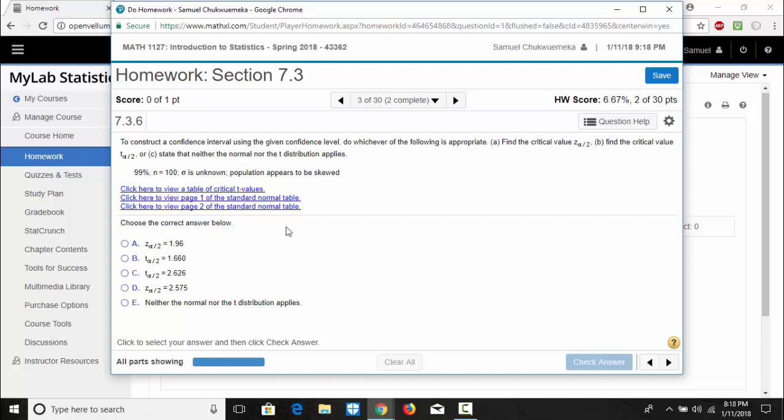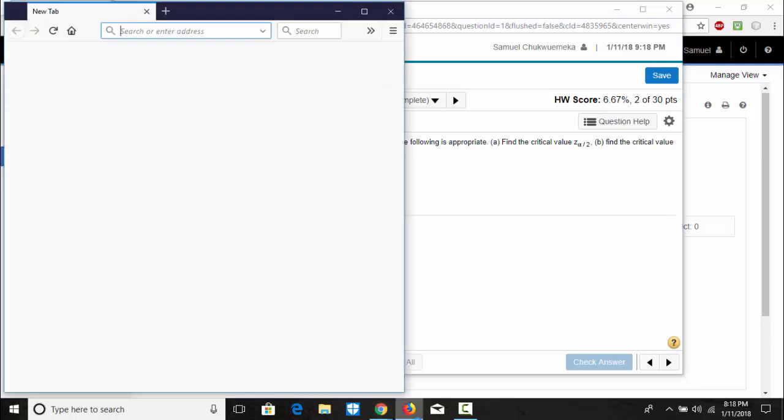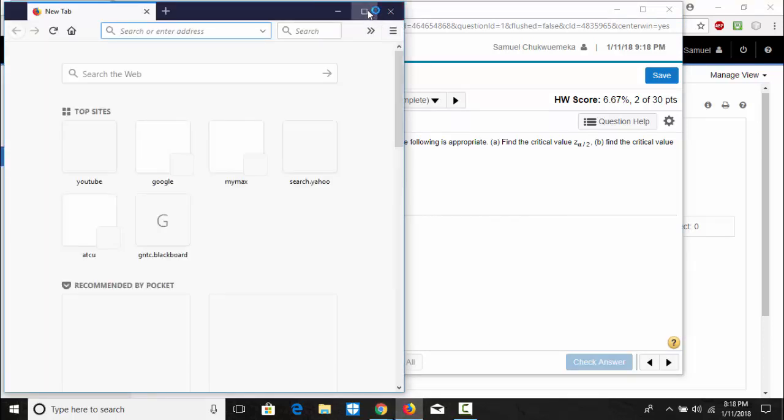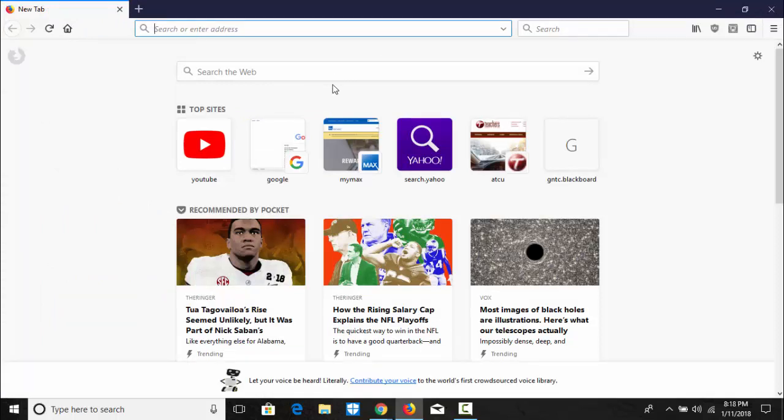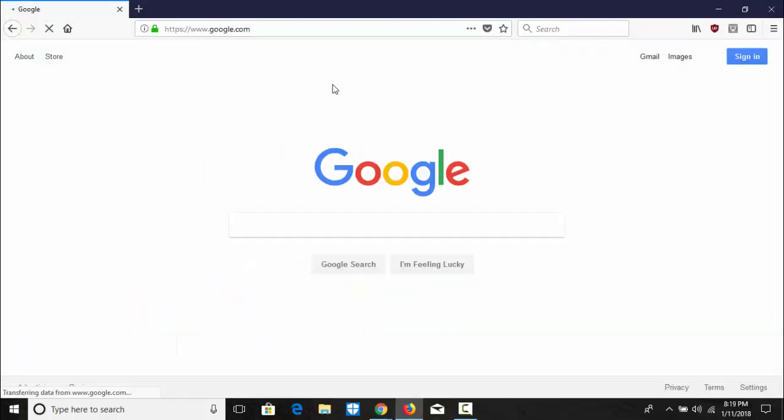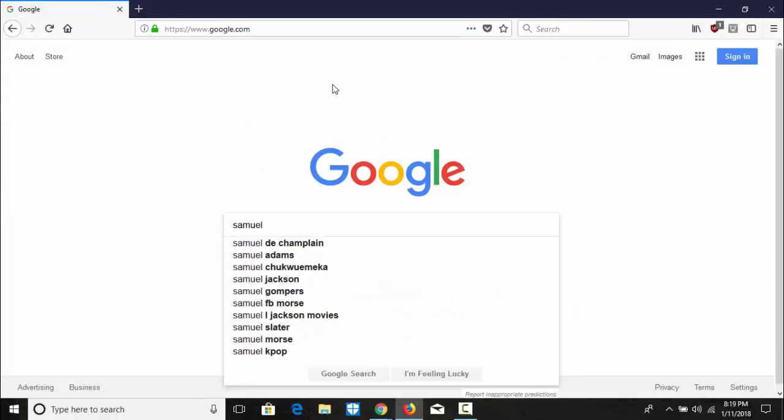Question 3, for all the critical values, my calculator is the best to solve it, honestly. Later on, as we solve some other questions in this section, we're going to use Statcrunch. However, for the critical values, let's just use my calculator. So I'm going to pull up my calculator here. I'm going to go to Firefox and just go to google.com and just type in my name, Samuel Chukwuemeka.